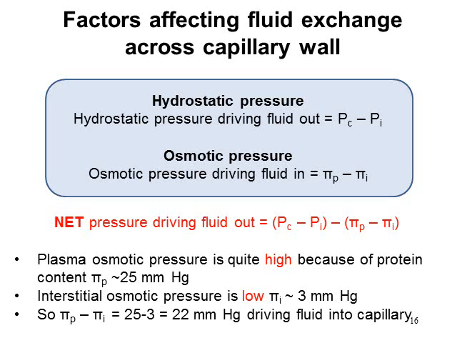The plasma osmotic pressure is quite high because of protein content, so Πp is around 25 millimeters of mercury. The interstitial osmotic pressure, however, is low, so Πi is around 3 millimeters of mercury. As a result, Πp minus Πi is 25 minus 3, so you end up with 22 millimeters of mercury driving the fluid into the capillary. That's assuming that the hydrostatic pressure in the capillary is significantly greater than that of the hydrostatic pressure in the interstitium.